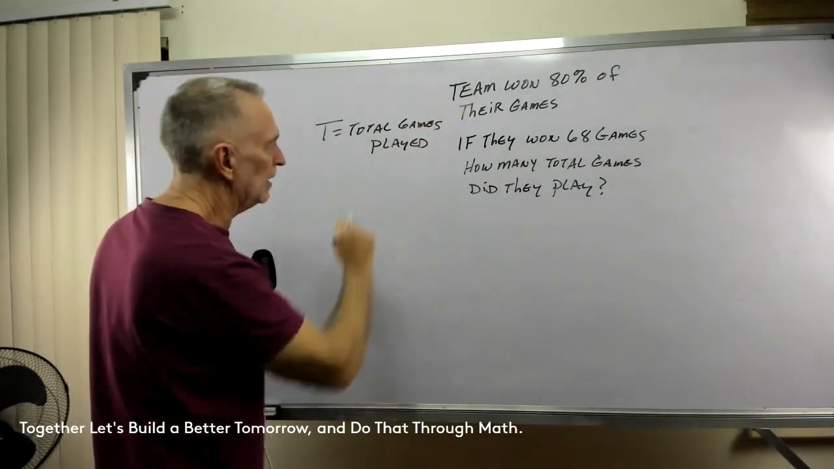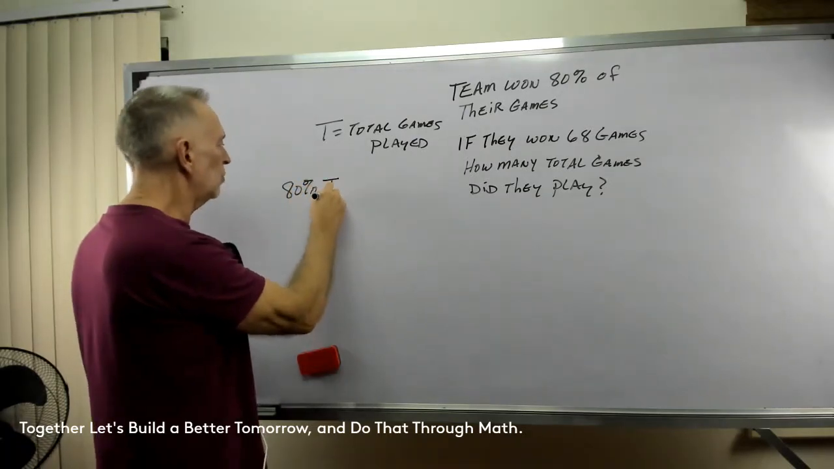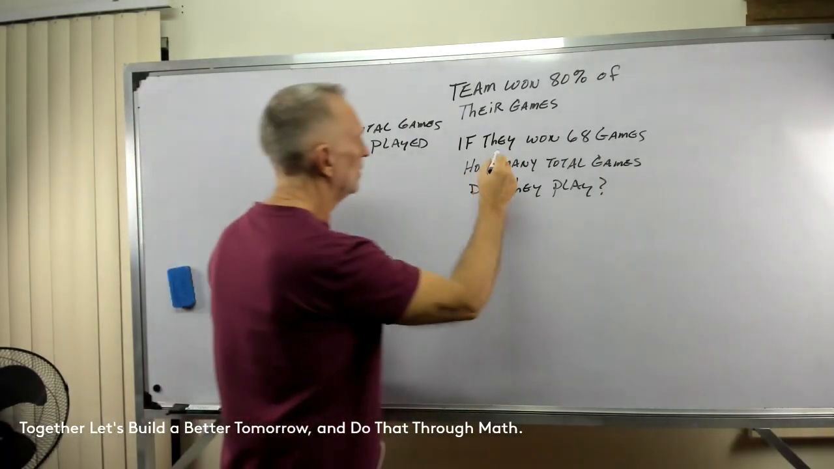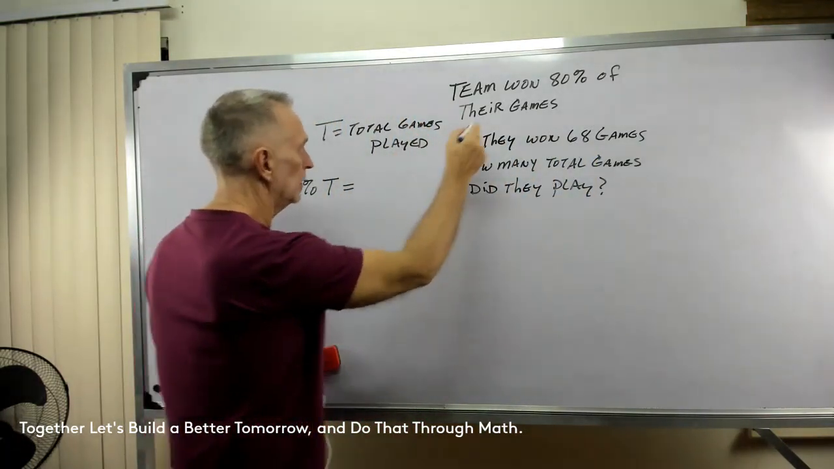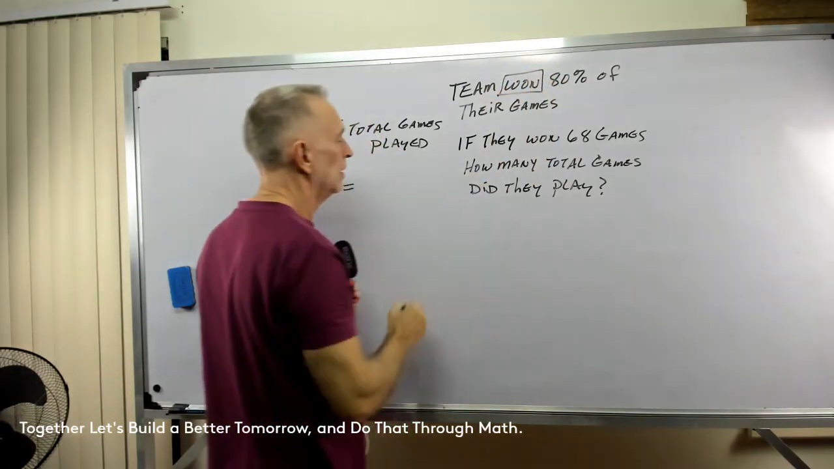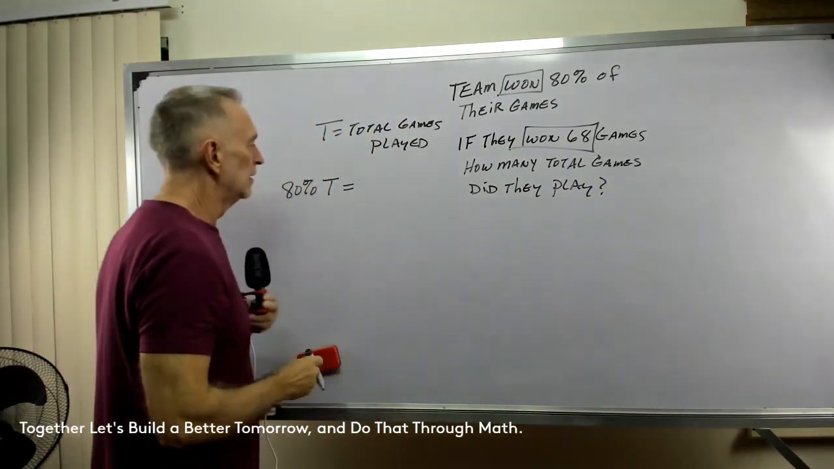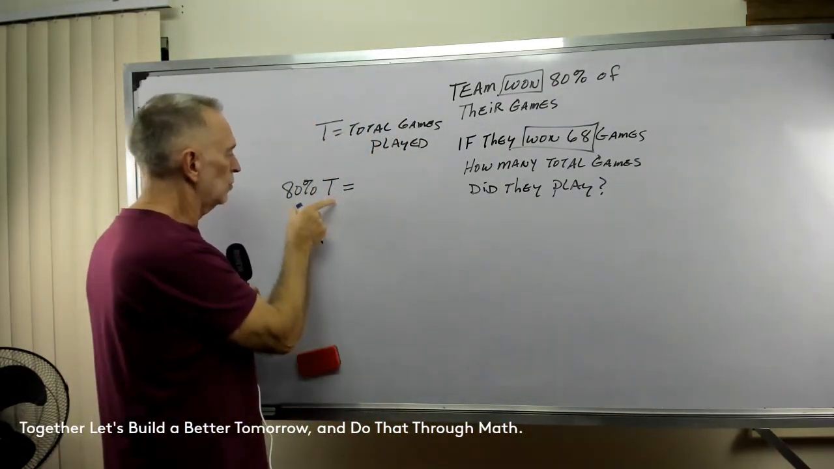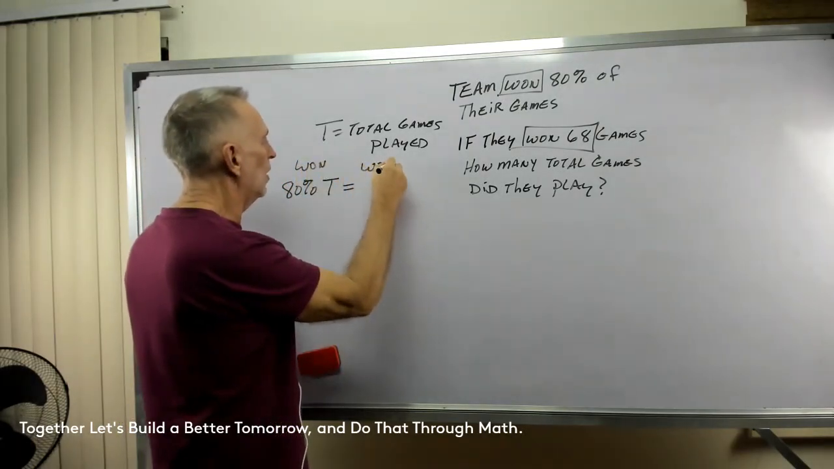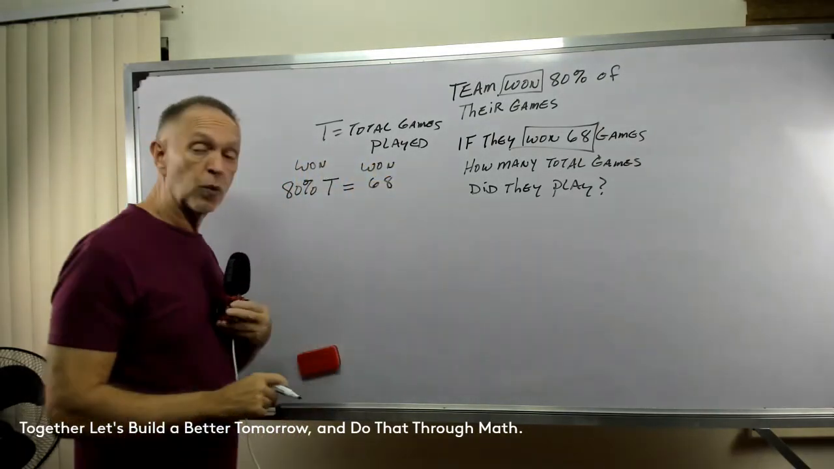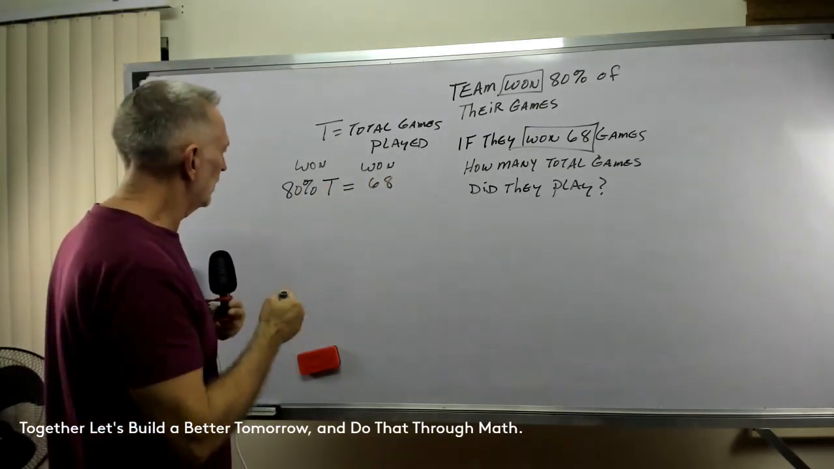Okay, it says 80% of T, 80% of the total, equals what? If they won 68 games. So 80% of the total was how many they won, and that one was 68. So we can look through that problem and pull those things out of there.